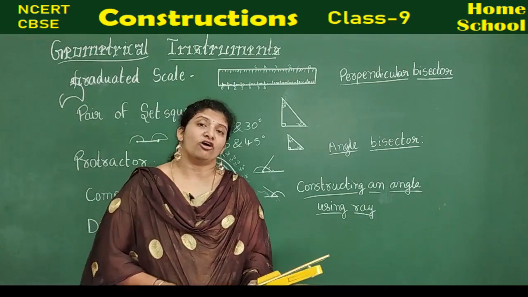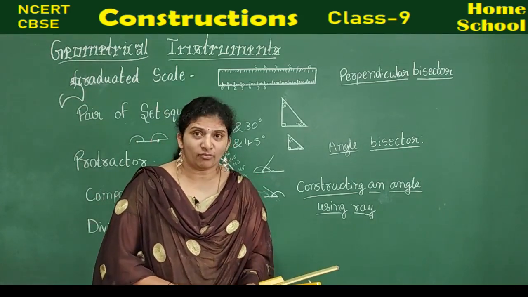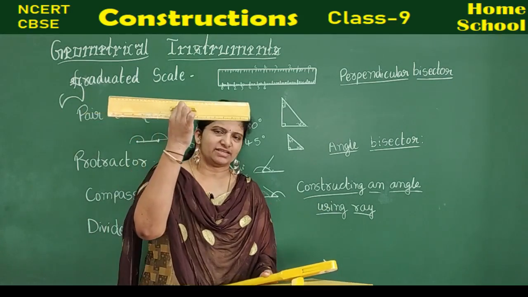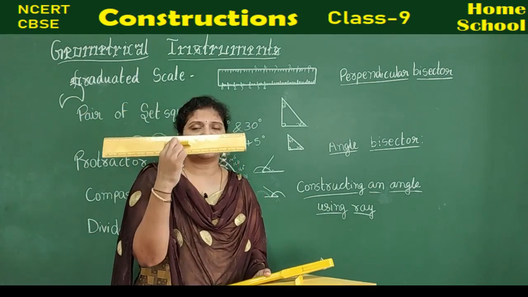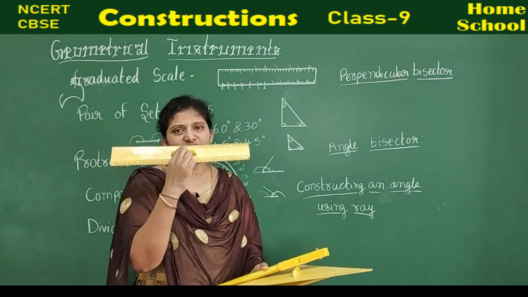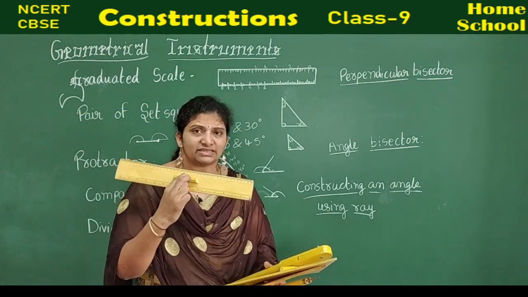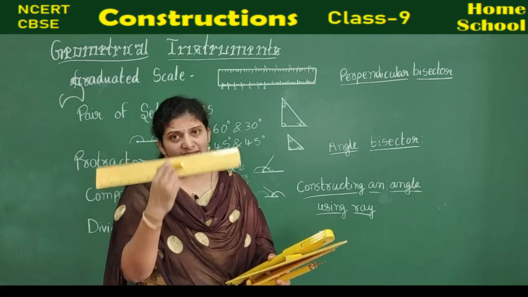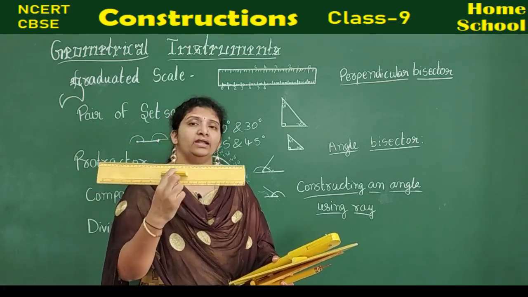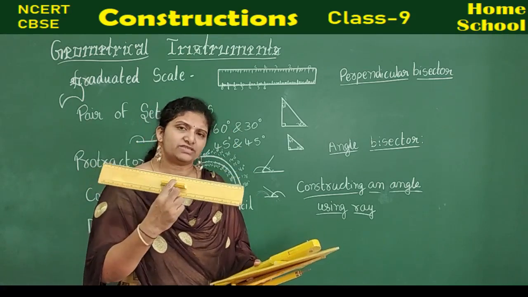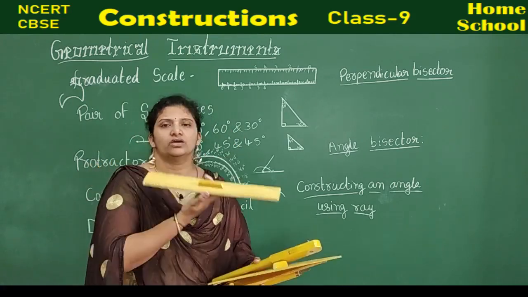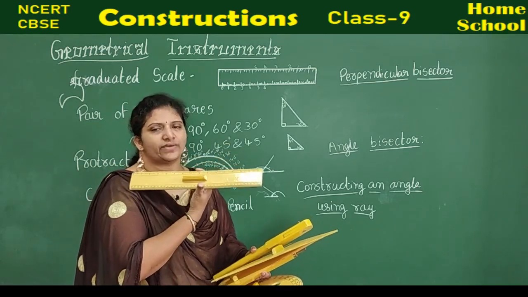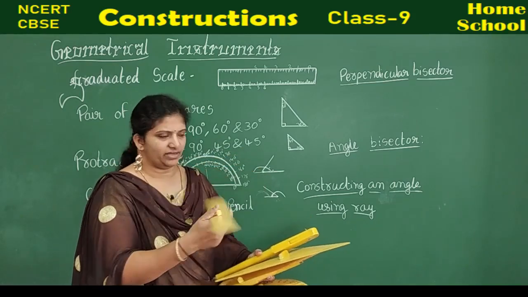Yes, we are going to see all the instruments from your geometrical box now. See here, children, you can see this. What is this? It is a graduated scale where it has all the measurements. In construction we mainly use two instruments: one is the ruler and the other is the compass. Sometimes we may use a protractor also. You can see some measurements on the scale. Using this, we are going to draw line segments.